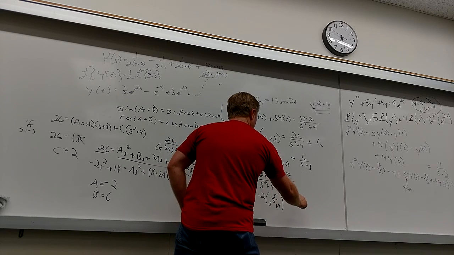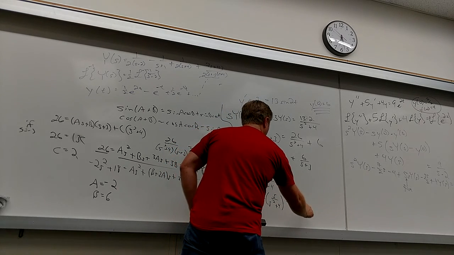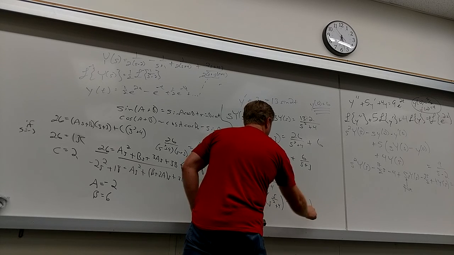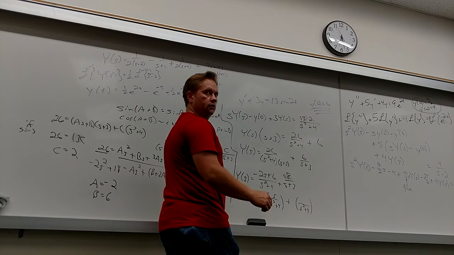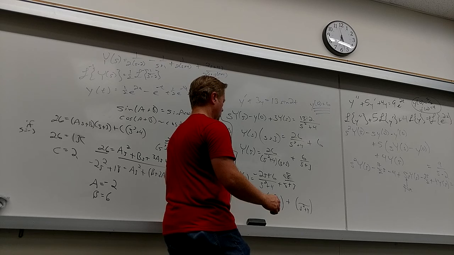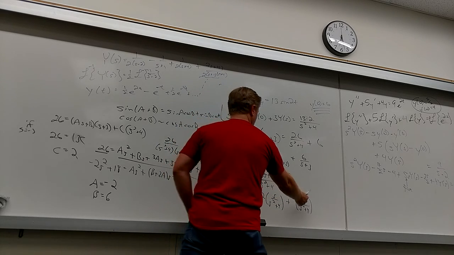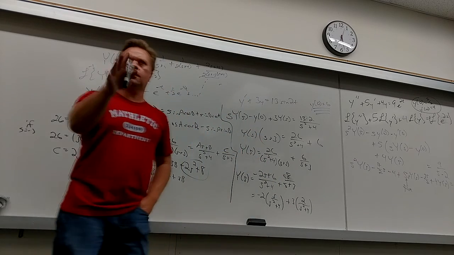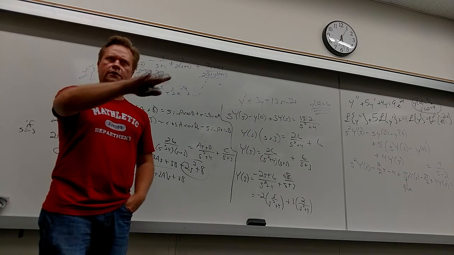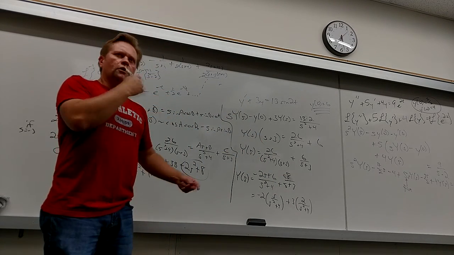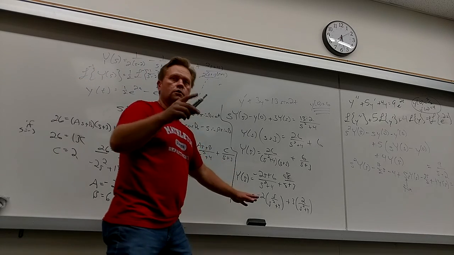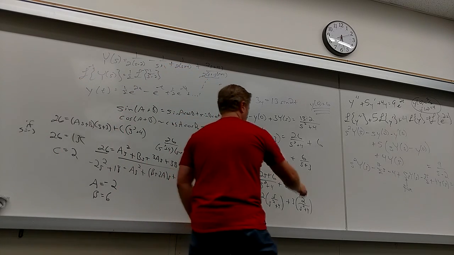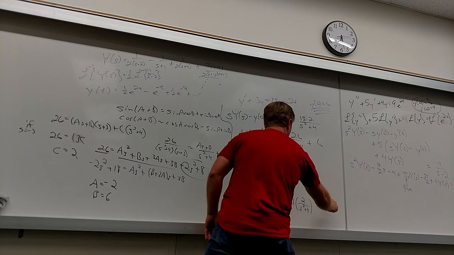Plus, now what do I want to have over my S squared plus 4 for sine to work correctly? What's supposed to be up here? 2. So then out here is going to be 3. And of course I got this here.